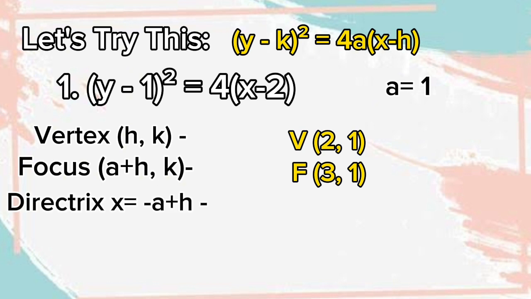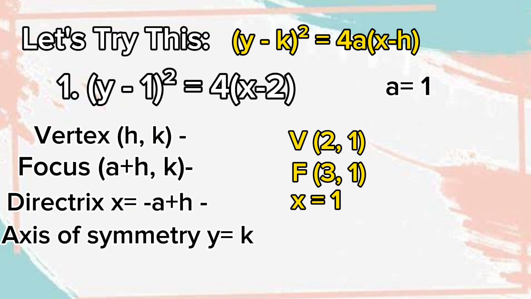Alright, so now let's find the value of our directrix. We have here x is equal to negative a plus h. Since we know the value of our a, we have here negative 1 plus the value of our h, which is 2. So negative 1 plus 2 is equal to 1. Therefore our directrix is 1. Next, let's find out its axis of symmetry. It's very simple because y is equal to k. Since we know the value of our k, we are able to find the axis of symmetry, which is 1. So it's very simple.